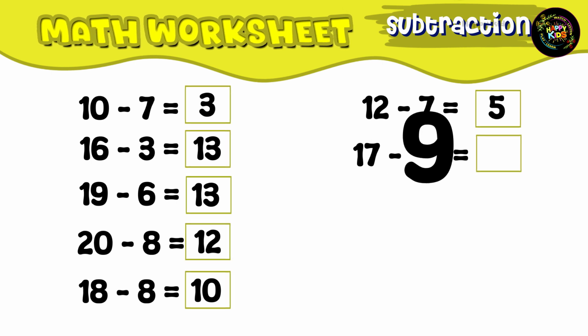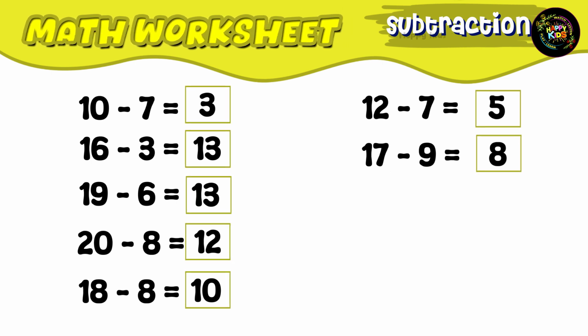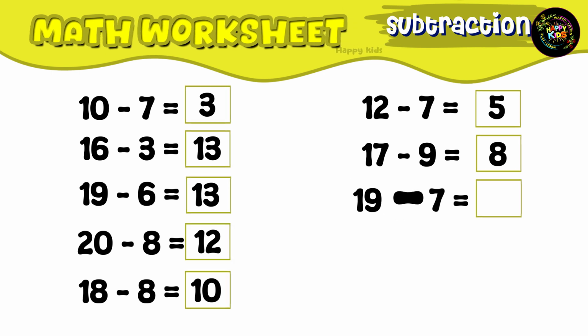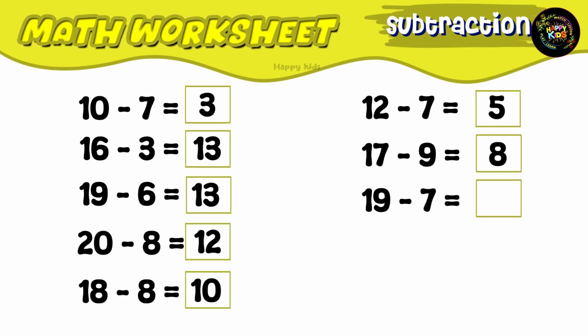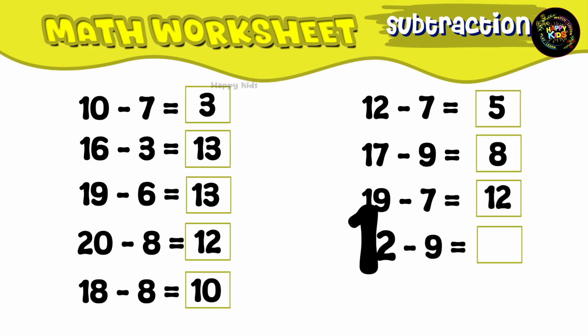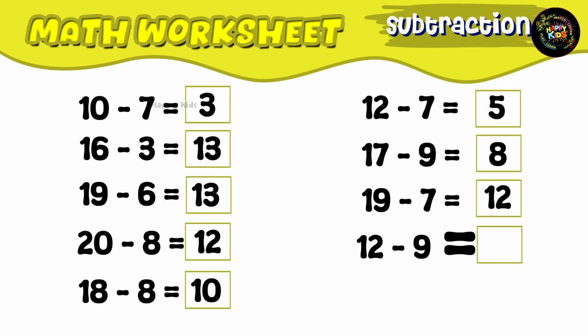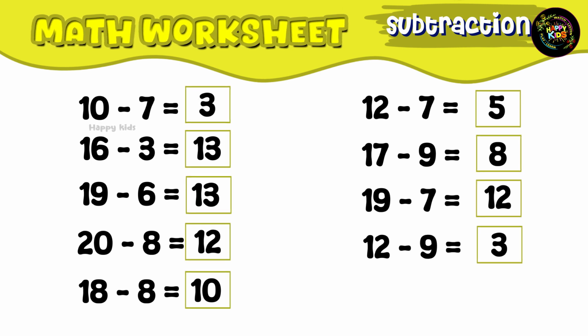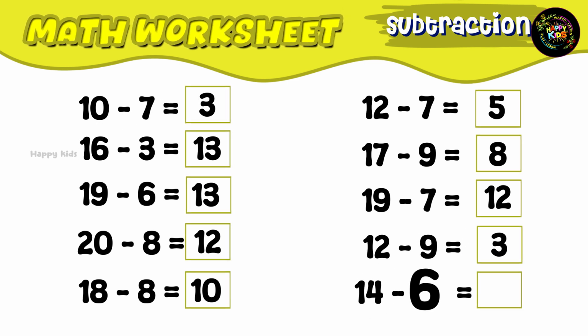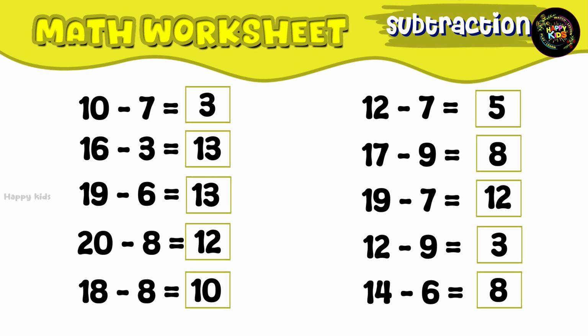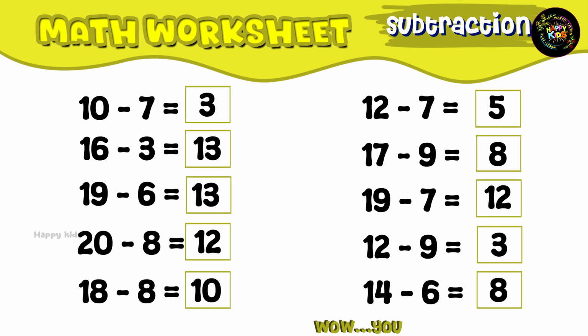12 minus 7 is equal to 5. 17 minus 9 is equal to 8. 19 minus 7 is equal to 12. 12 minus 9 is equal to 3. 14 minus 6 is equal to 8. Wow, you are great!